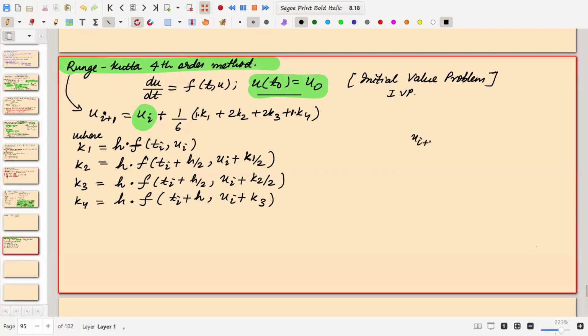What is Euler method? Euler method is ui plus 1 equal to ui plus h times f at ti, ui. Right. So this h times f at ti, ui is nothing but K1. So if you don't have this 6 and all of these are 0, then this method just boils down to the Euler method. How is it Euler method?